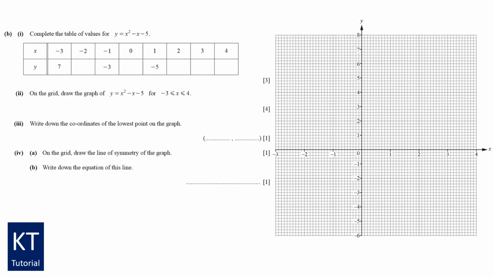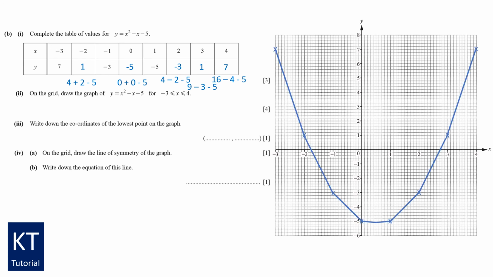Question 10b. Complete the table of values for the given equation. They come to 1, minus 5, minus 3, 1, and 7 respectively. Next on the grid, draw the graph of the given equation. This would be plotting the coordinates on the table.